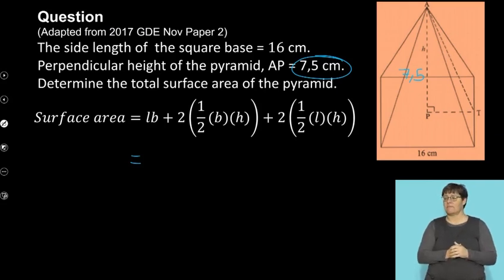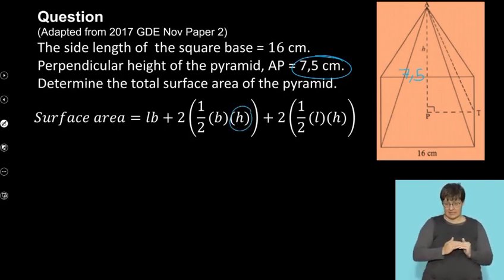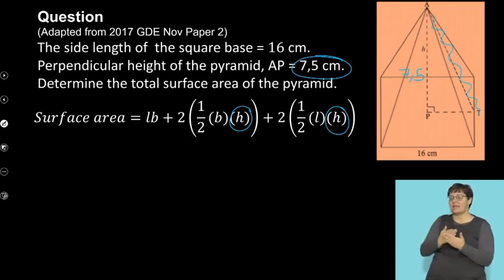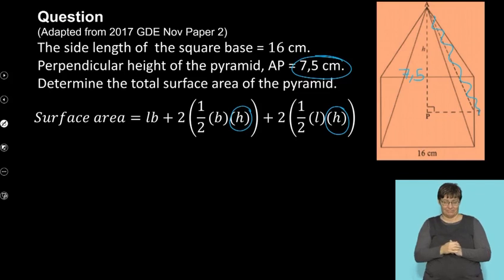But before I do that, I'm actually just going to remind you guys that when I'm working with surface area, the height is referring to my slant height. So I need this particular height in order to calculate the surface area of the pyramid. So I know that my perpendicular height is 7,5, but I'm going to need my slant height for the surface area. So I'm going to have to use Pythagoras in order to find my slant height.